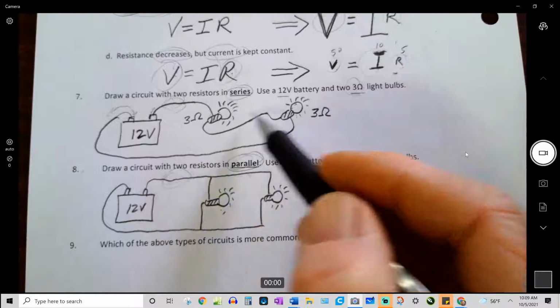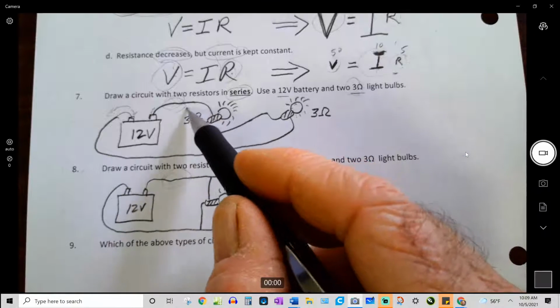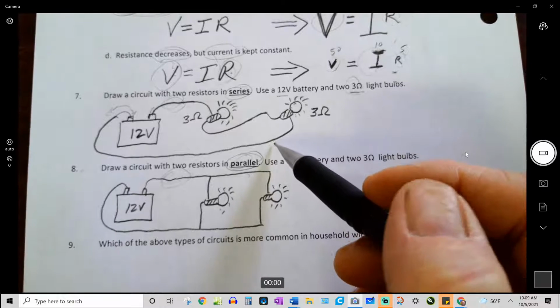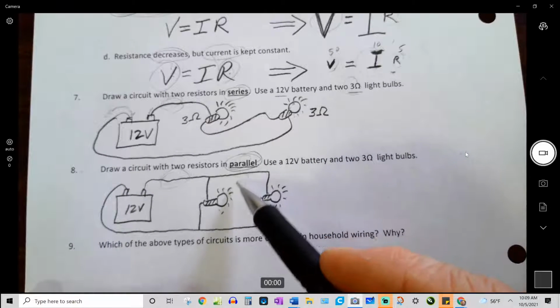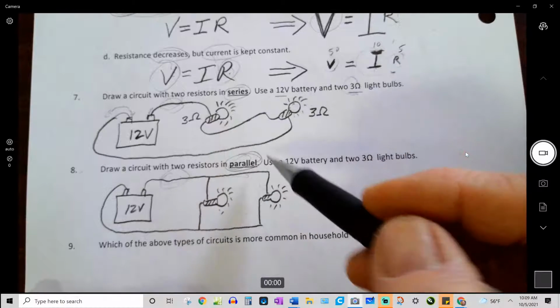All of it. How about this bulb? All of it. Yeah, there's no other way. So all the current has to go through everything. So when we get to the lab in a little while, one thing I want you to assume about current, I want you to assume that we're using the same kind of bulb, so they've got the same resistance.